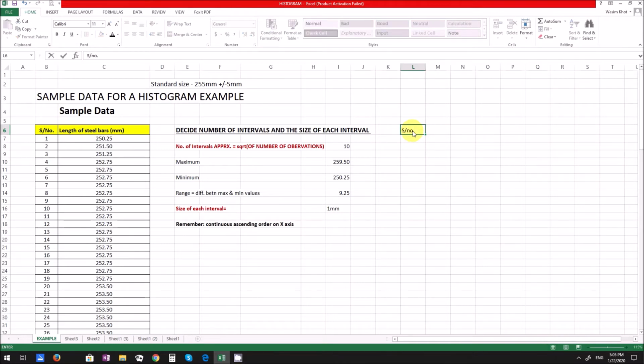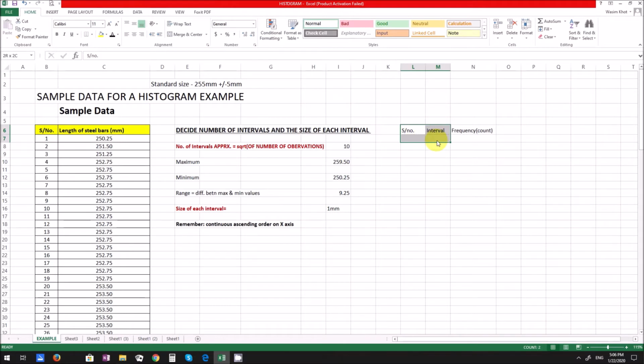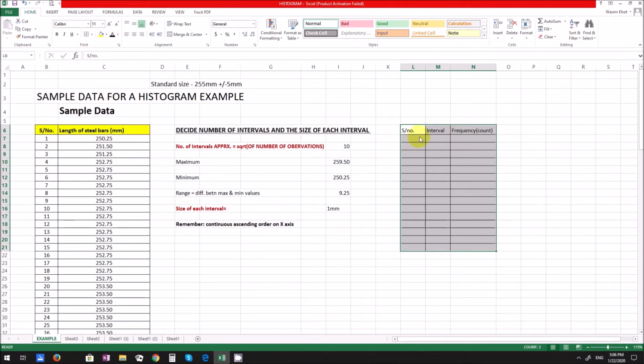Let's say serial number, interval, and frequency, also called the count. So we have around 10 values. So let's decide the interval.